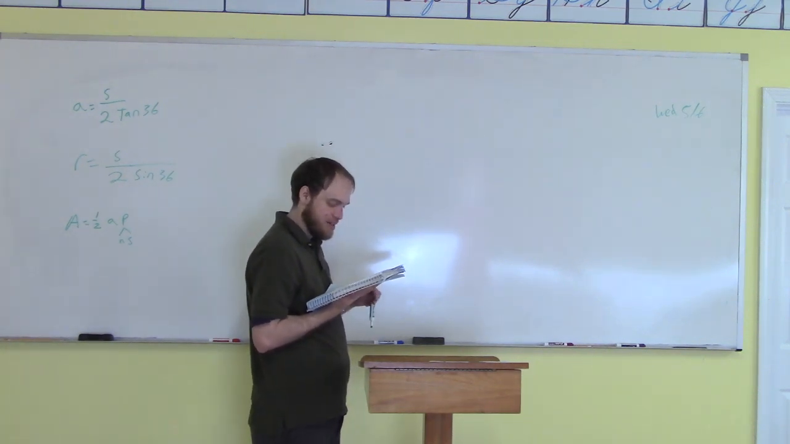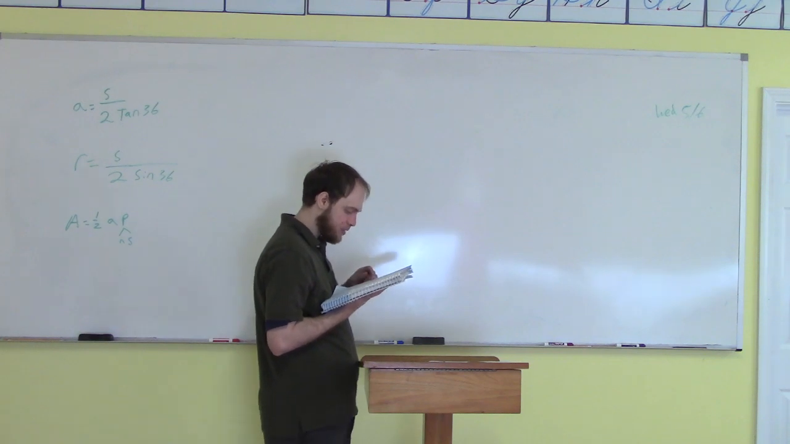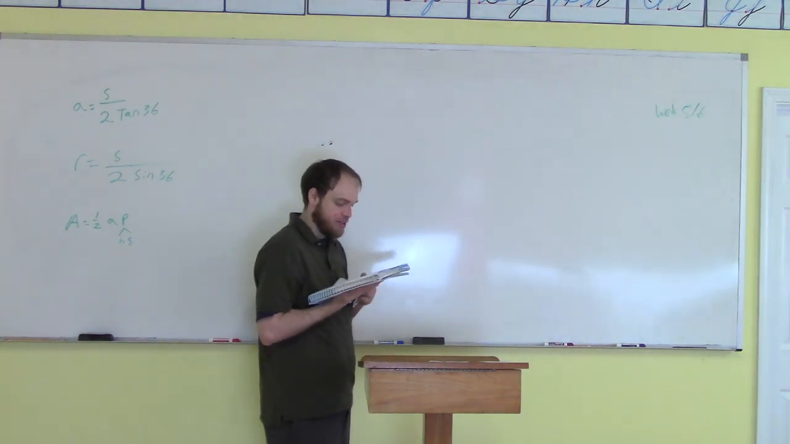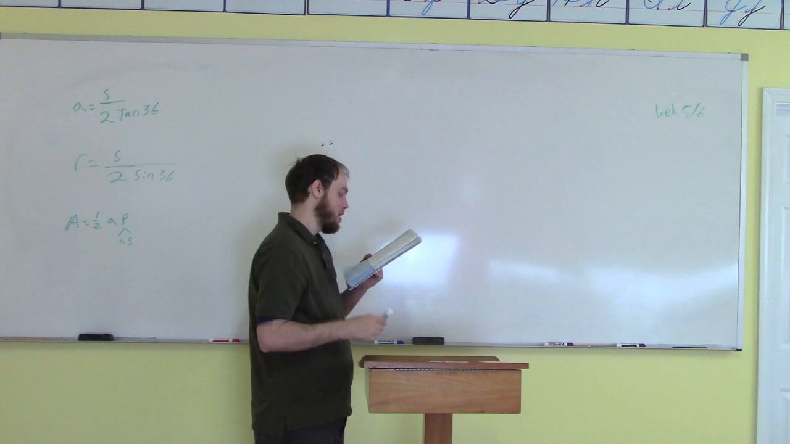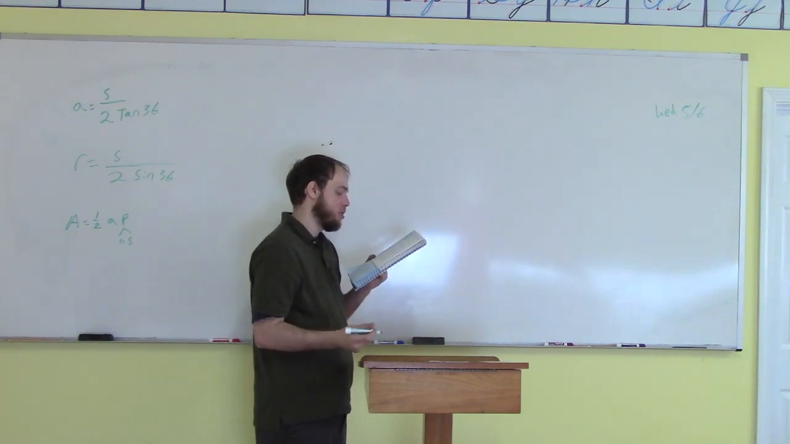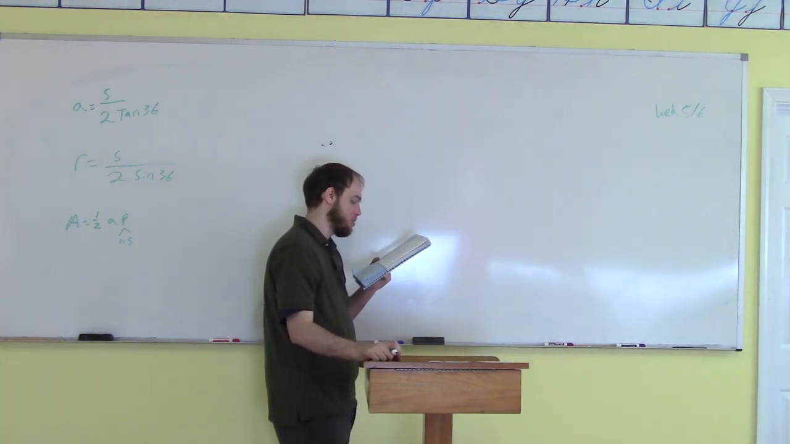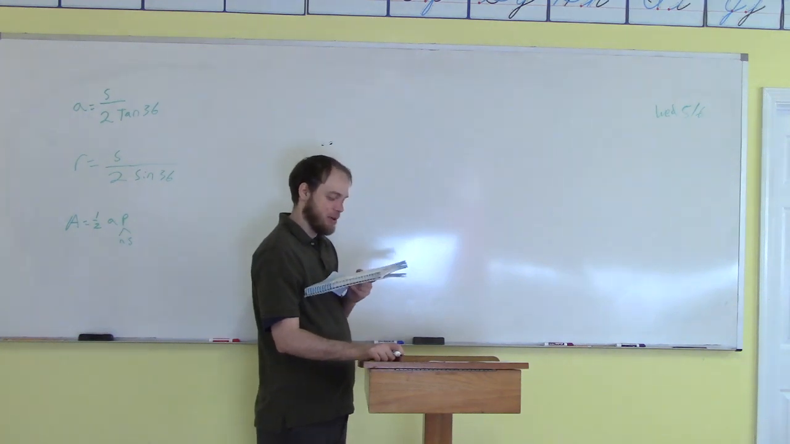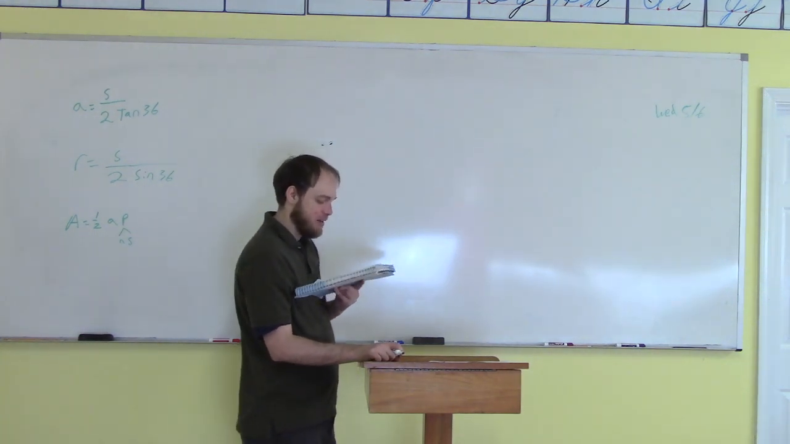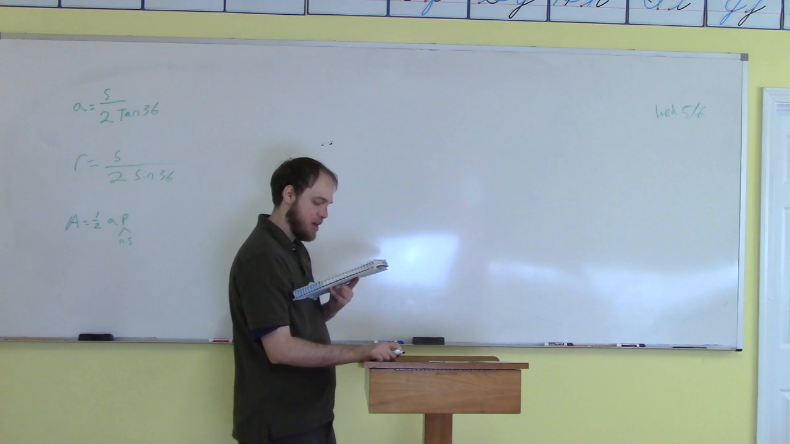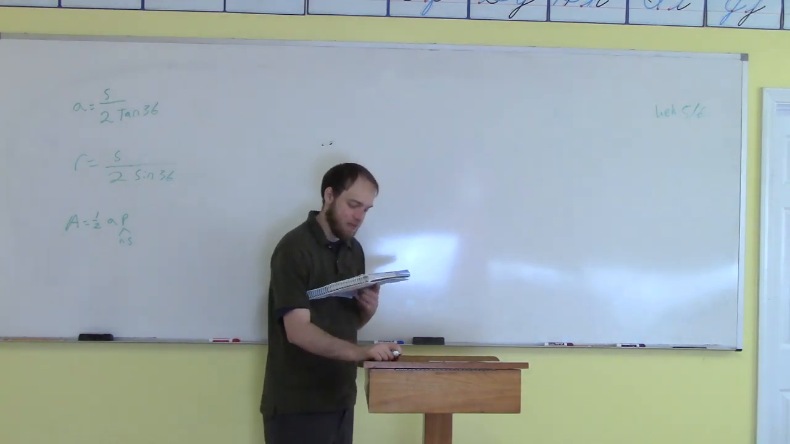So number 5 says to measure the central angle, and we're using a decagon. A decagon is a 10-sided figure, so for number 5, you're going to want to do 360 divided by the number of sides, and then if it's a bisected angle, you're going to cut that in half.